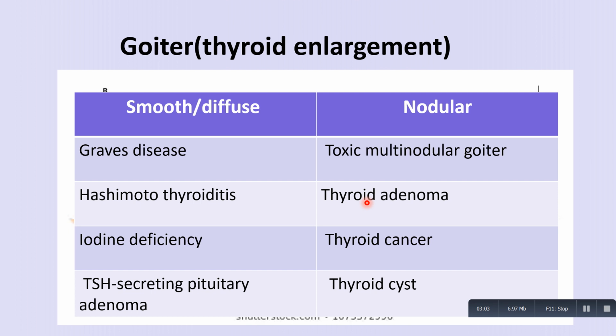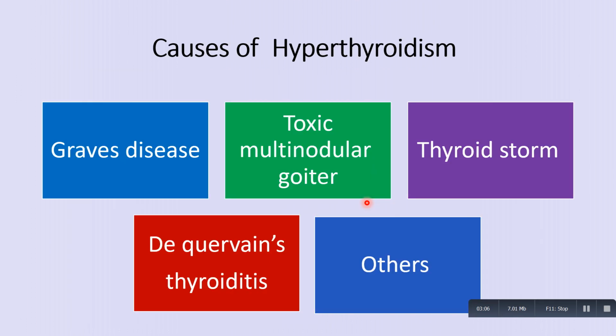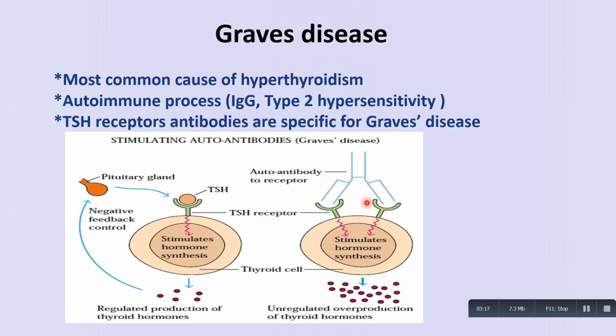Causes of hyperthyroidism: Graves' disease, toxic multinodular goiter, thyroid storm, De Quervain's thyroiditis, and others. Graves' disease, it is the most common cause of hyperthyroidism and it is an autoimmune process, specifically type 2 hypersensitivity. ايش يصير في Graves' disease؟ راح يكون عندنا antibodies in which they will overstimulate TSH receptors فتؤدي إلى oversynthesis of thyroid hormone.